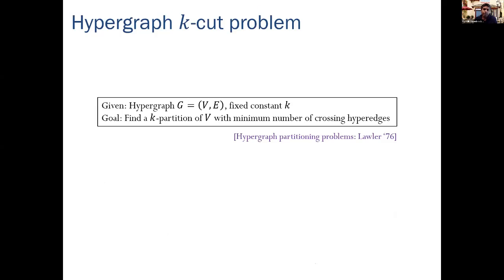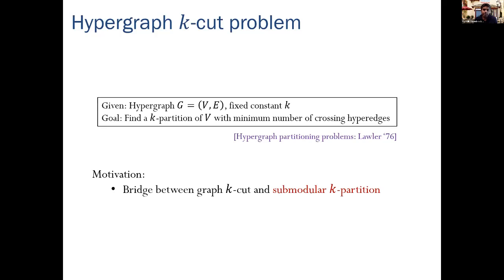In the hypergraph k-cut problem, we are given a hypergraph and a fixed constant k. Think of k as 2, 3, 4, 5, and so on. It is a fixed constant that is independent of the size of the hypergraph, independent of the number of vertices. We would like to find a k-partition of the vertex set with minimum number of crossing hyperedges. I'm focusing on the cardinality version for the sake of simplicity. Everything is applicable to the weighted version as well.